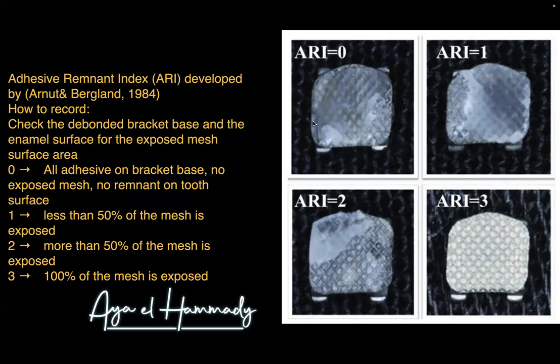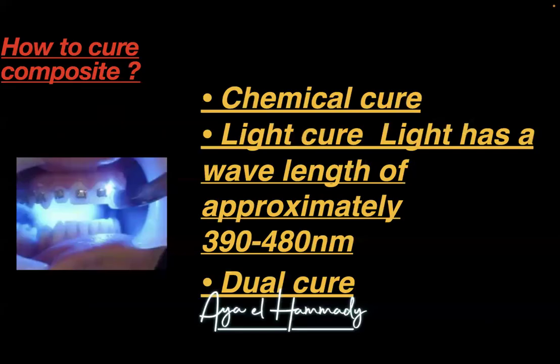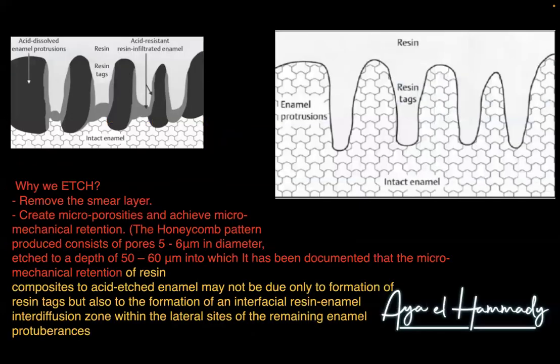the mesh base here doesn't appear. This is where the adhesive material lies on the mesh parts, okay? 1 here means that we have 50-50 of the adhesive material. We have less than 50 on the bracket and the rest on the tooth. 2, we have here exposed more of the mesh base, so less composite material on the brackets. And 3, the 100% of adhesive material is on the tooth, not on the mesh parts.